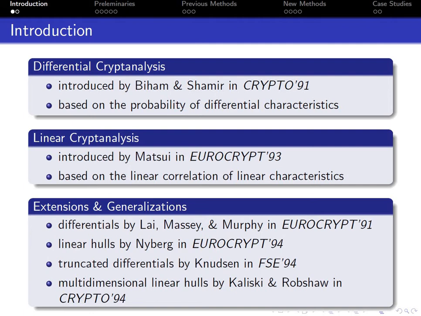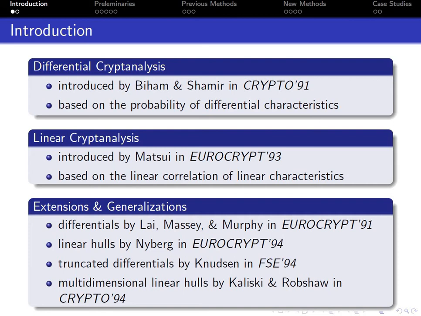To analyze a cipher's security against these two attacks, evaluating or at least approximating the probability of differentials or correlation of linear approximations is an important step, but usually it is not easy to do. In this paper, we worked on evaluating the probability of differentials or truncated differentials and also the potential of linear hulls and multidimensional linear hulls. But in this talk, I'm going to only talk about the probability of differentials, and interested people can check the paper.